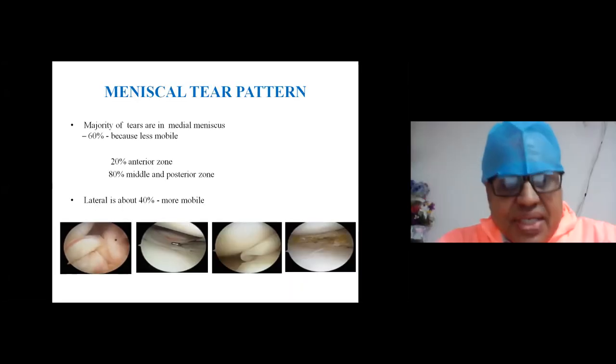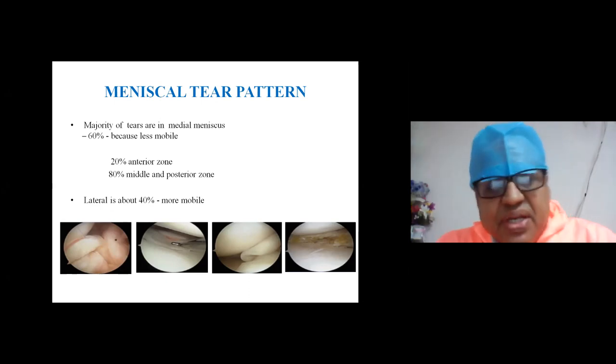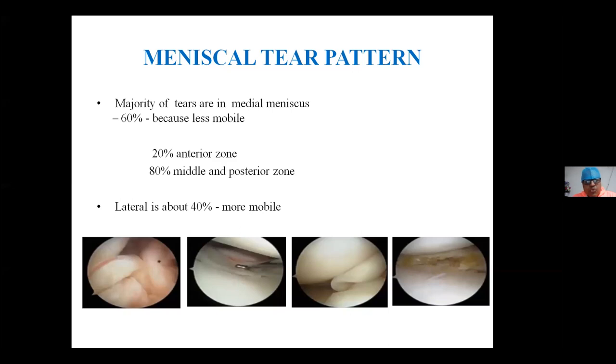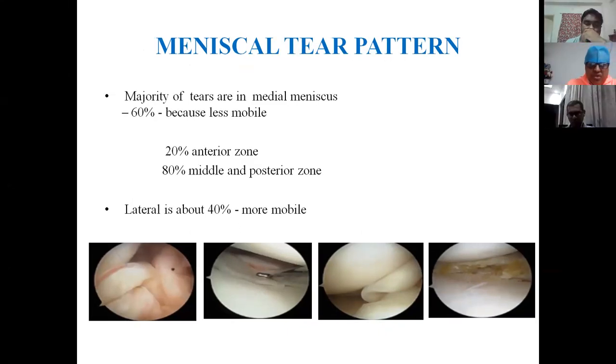If you consider the total area, anterior, middle, or posterior zone, injury mostly occurs in the middle and posterior part of the meniscus. Very rarely is the anterior part of the meniscus injured. So tear occurs mostly in the medial meniscus, and mostly in the posterior and middle part of the meniscus.